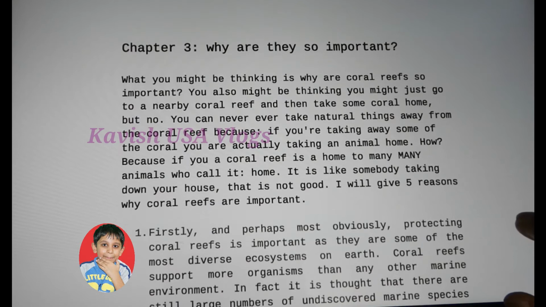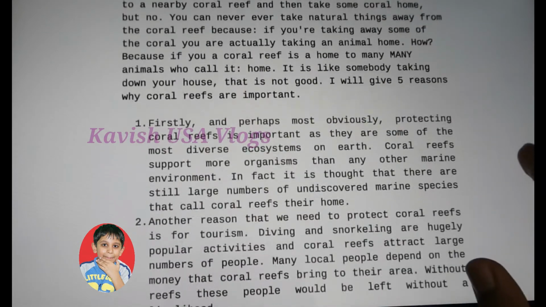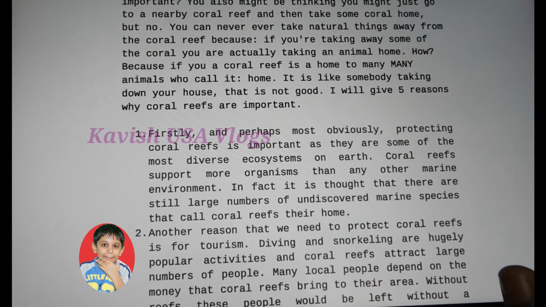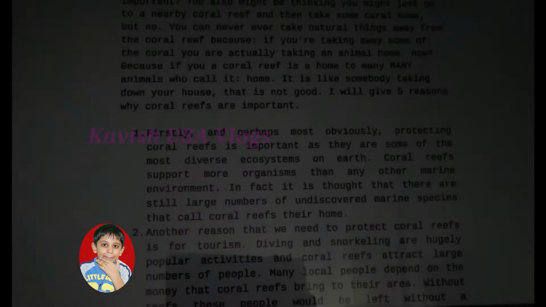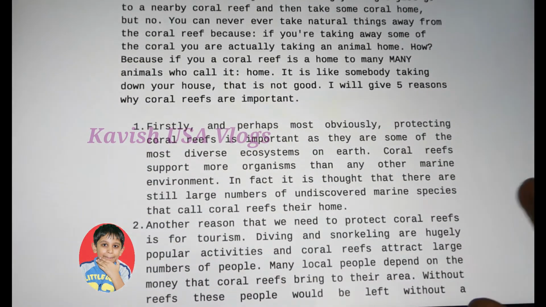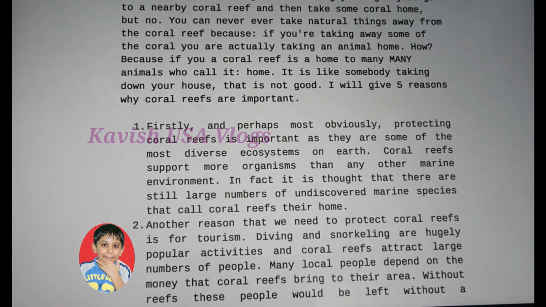I'll give 5 reasons why coral reefs are important. Firstly, and perhaps most obviously, protecting coral reefs is important as they are some of the most diverse ecosystems on Earth. Coral reefs support more organisms than any other marine environment. In fact, it is thought that there are still large numbers of undiscovered marine species that call coral reefs their home.